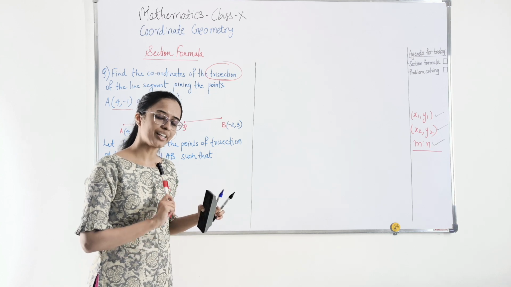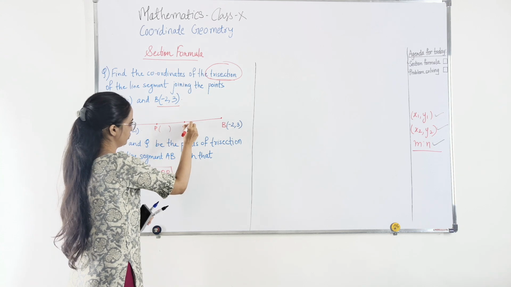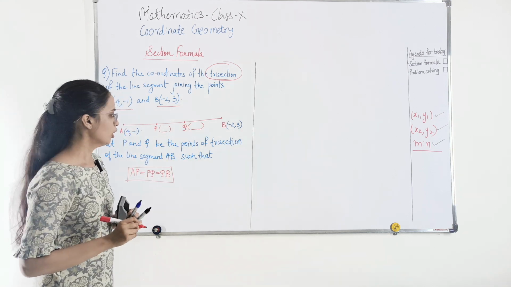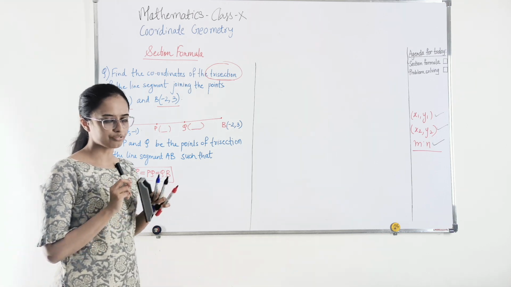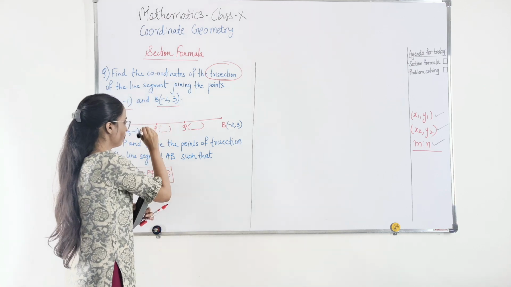The question is to find the values of P and Q. So how are we going to get these two values? How are we going to get the coordinates for P and Q over here? For that, we are first going to focus on one of these trisecting points, that is, first we would focus on P.